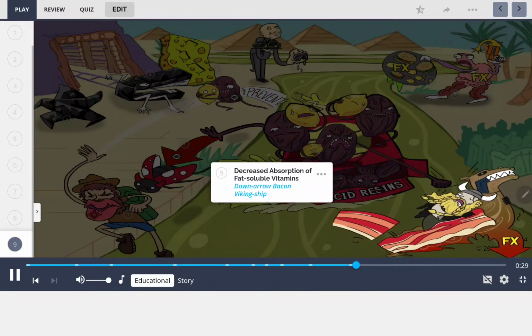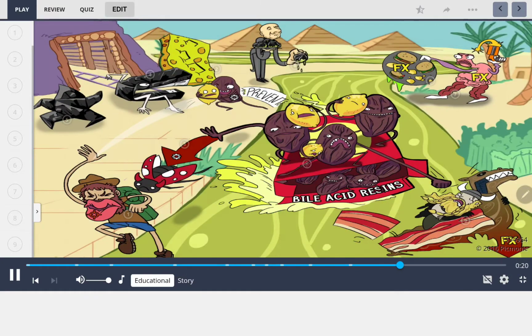Bile acid resins also lead to decreased absorption of fat-soluble vitamins, shown by the down arrow bacon Viking ship. So to review, bile acid resins are used to treat hyperlipidemia by preventing bile acid reabsorption in the gut and decreases LDL levels. The three agents available include cholestyramine, colestipol, and colesevelam. Common side effects include GI distress, the development of cholesterol gallstones, and decreased absorption of fat-soluble vitamins.